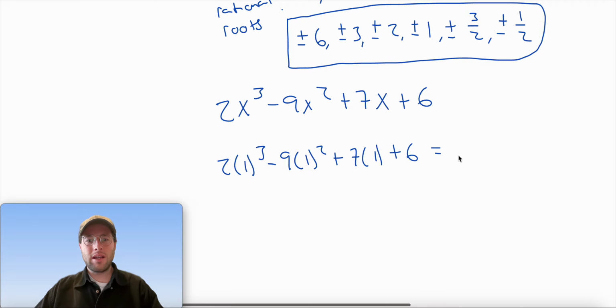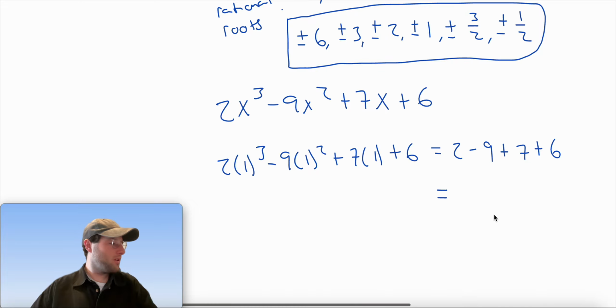And let's see here, that's going to be 2 minus 9 plus 7 plus 6. And that will equal, let's see here, I'm going to actually cheat real quick and use a calculator. 2 minus 9 plus 7 plus 6. That's going to come out to 6. So that will not be a root.